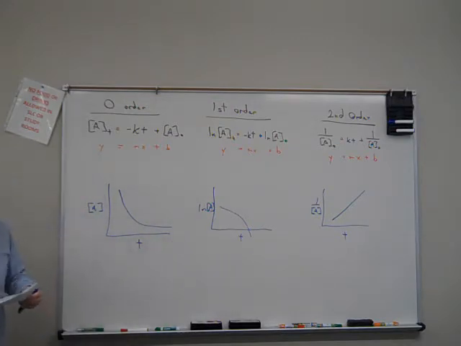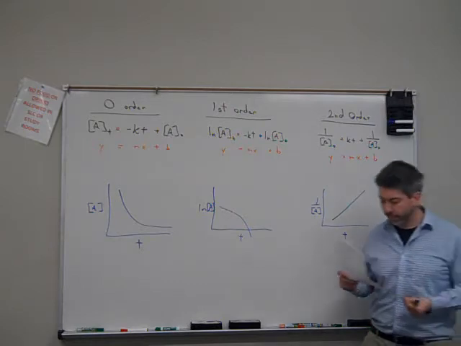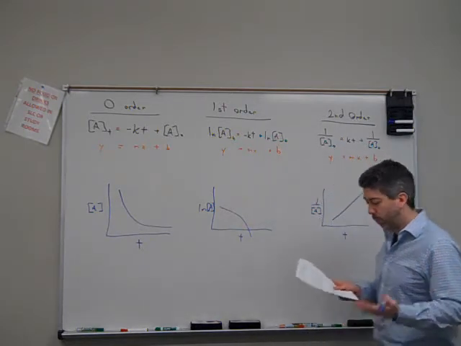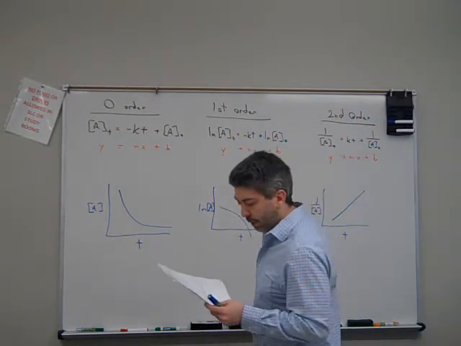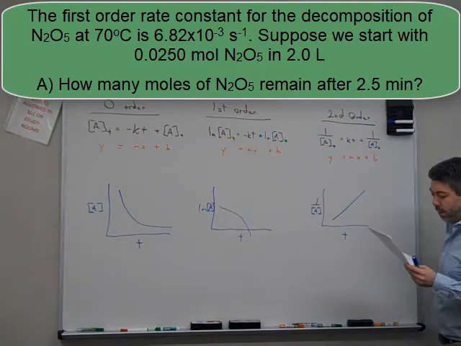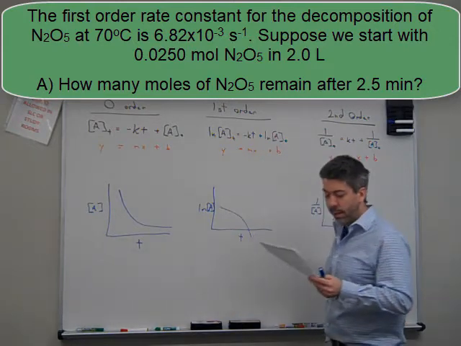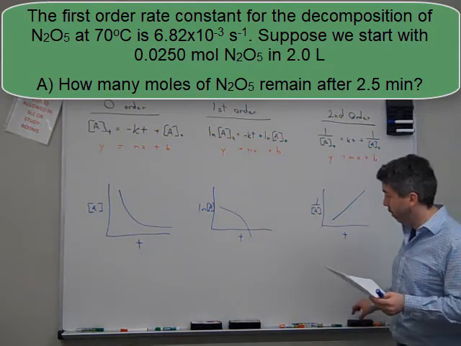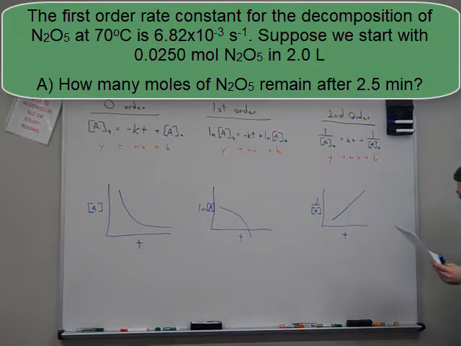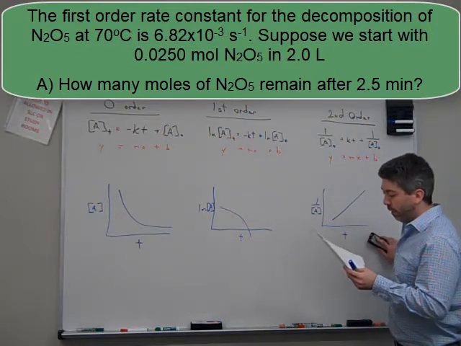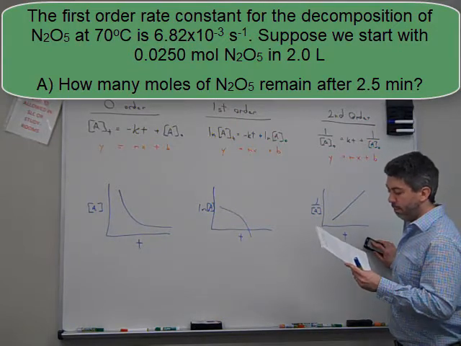Okay, so let's take a look at some of the problems that we've come across with this. These would be more like lecture-based problems or homework-based problems. It says, problem number 4, the first order rate constant for the decomposition of dinitrogen pentoxide is given as follows at 70 degrees Celsius, and that first order rate constant is 6.82 times 10 to the negative third. Suppose we start with 0.0250 moles of N2O5 in a volume of 2 liters. How many moles of N2O5 will remain after 2.5 minutes?